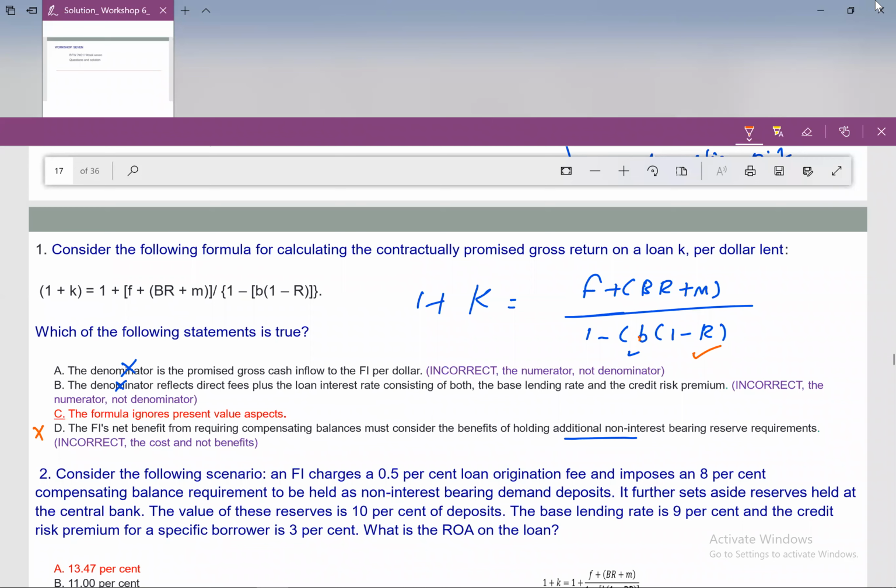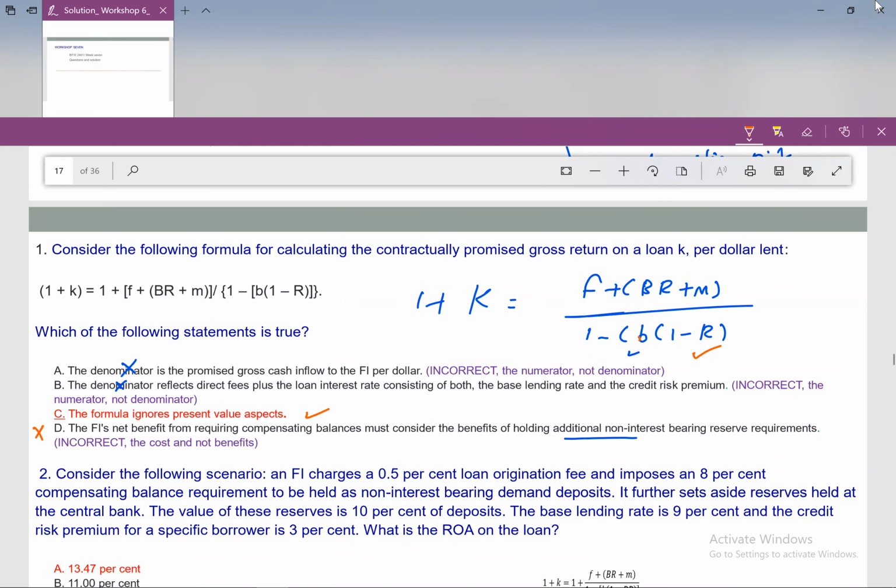Now, if you see this for the first time, you may get a little bit confused, because the right answer is this one, which is that the formula ignores present value effects. That is true. Because if I have a loan of 5 years or a loan of 6 years, I'm concerned about receiving this K through the years, through the life of the contract. So there is K1 and K2. So it doesn't take into consideration discounting all these amounts to time zero.